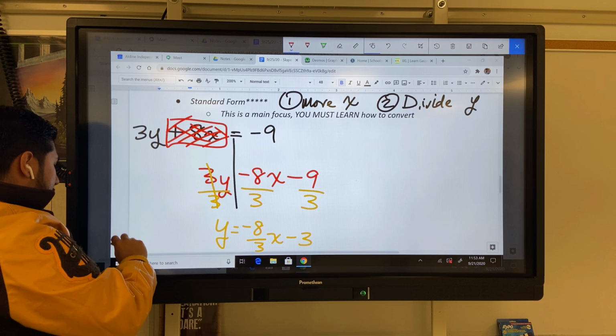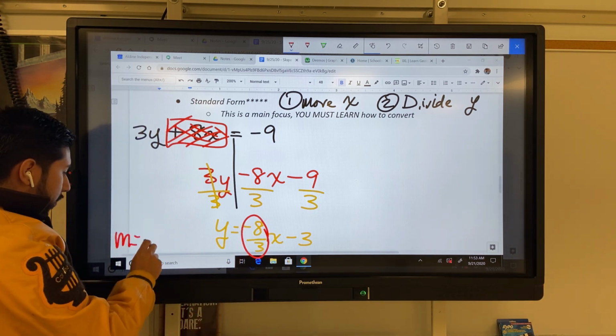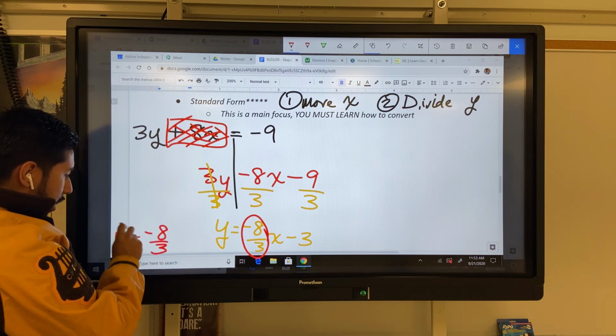All right, what is my slope? Number in front of the x. Boom. Negative 8 over 3.